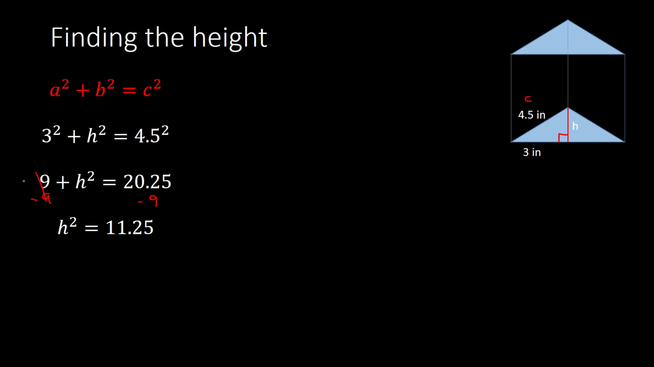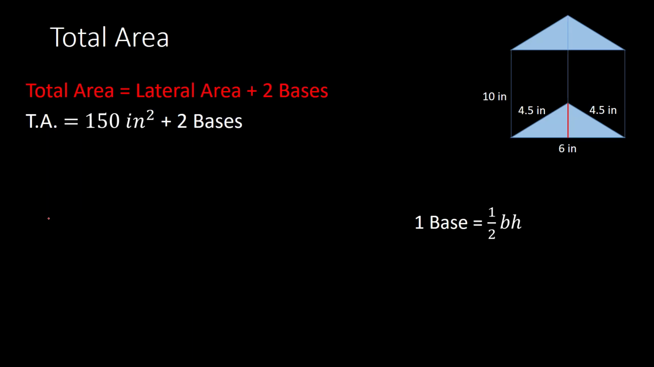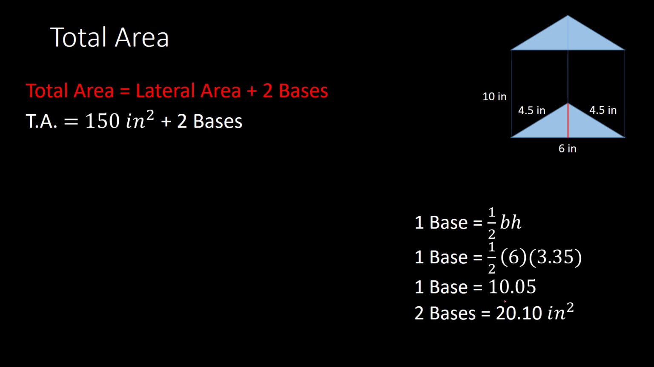And then from here, I can solve for h by taking the square root of both sides. When I take the square root of a square, that will cancel. I'm left with h equals 3.35 inches. So I found the height, so now I can find the area of that triangle by plugging in the height of 3.35, the base we said was 6, and then multiply those together. I get an area of 10.05. But there are two bases, so I need to multiply that by 2 to give me 20.10 square inches.